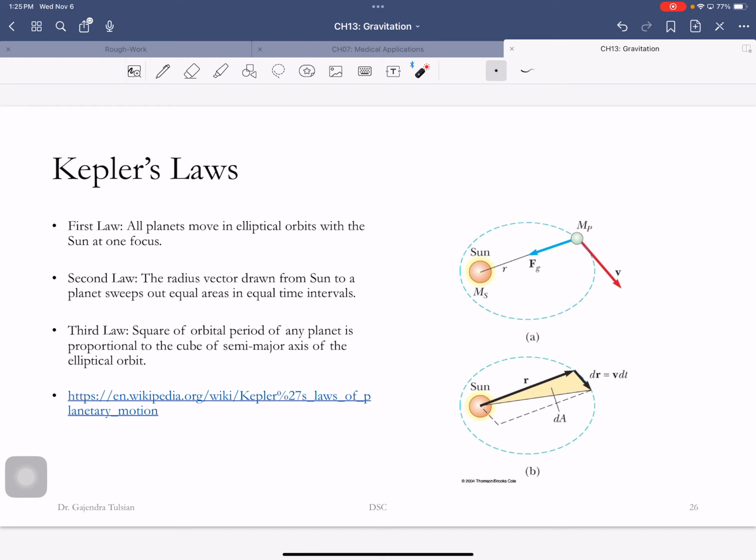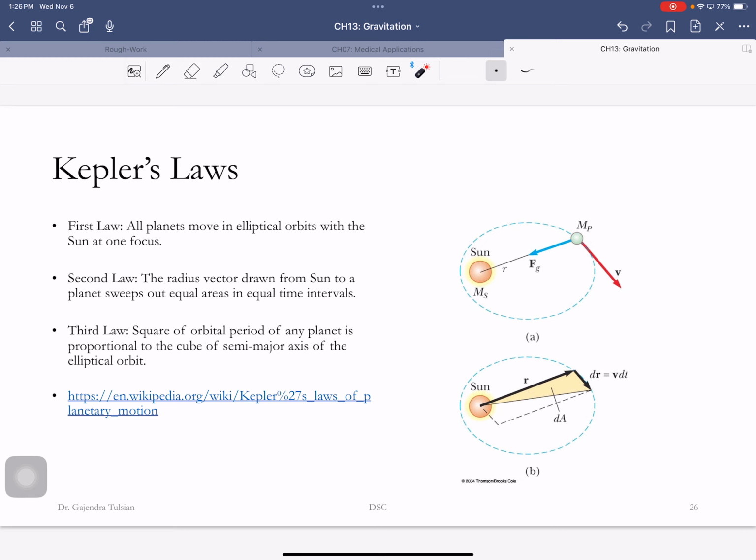The second law says the radius vector drawn from the sun to the planet sweeps out equal areas in equal intervals of time. So let's say the planet went from here to there in 1 month. That is the area it swept out. In the next month, it'll sweep out an equal area.